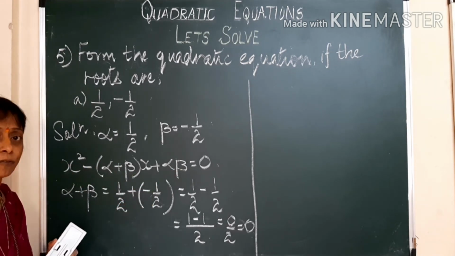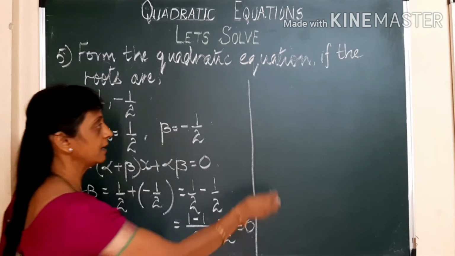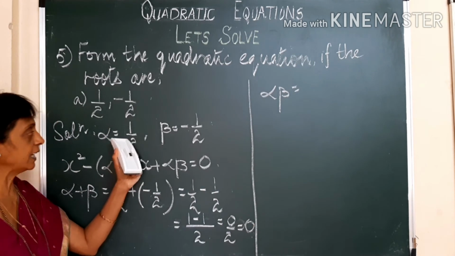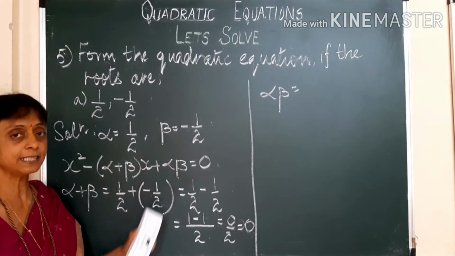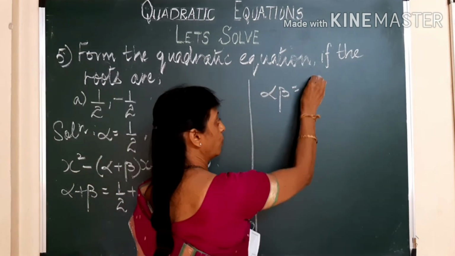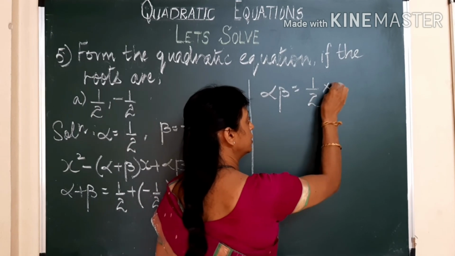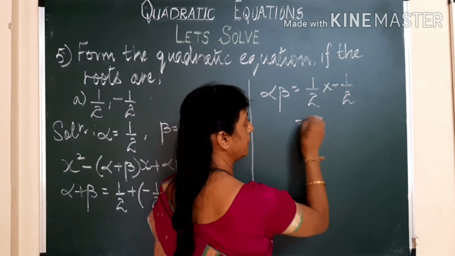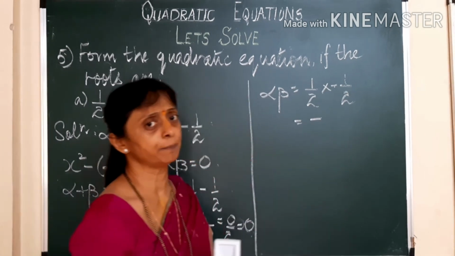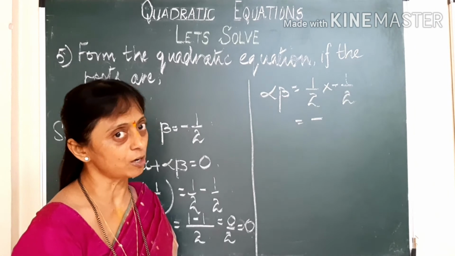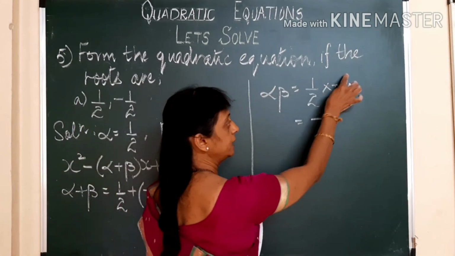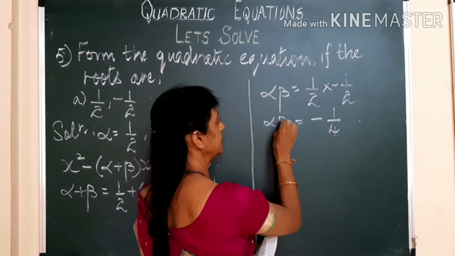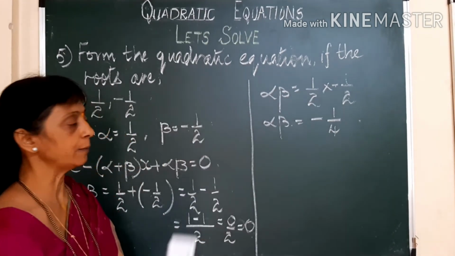Now we have to find out the value of alpha into beta. So alpha into beta. What is alpha again? It is 1 upon 2. What is beta? Minus 1 upon 2. So 1 upon 2 into minus 1 upon 2. Plus into minus gives you minus. You cannot reduce. So multiply the numerators, multiply the denominators to get the final answer. 1 into 1 is 1. 2 into 2 is 4. Therefore alpha beta is equal to 1 upon 4.